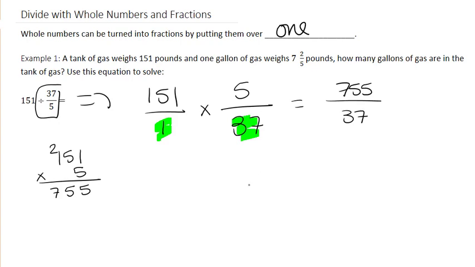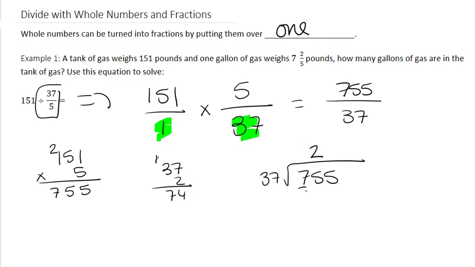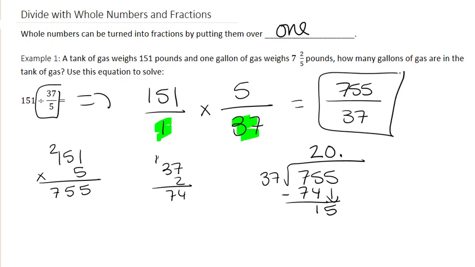So let's see if we can divide 37 into 755. So 37 times 2 is 14, 2 times 3 is 6, plus 1 is 7. So we get 74. So that's pretty close. So let's do 2 up here. We'll subtract, we get 1, and then we get 15. 37 can't go into 15, so we're left with a decimal. So we're just going to leave this as is, as it's in its reduced form.